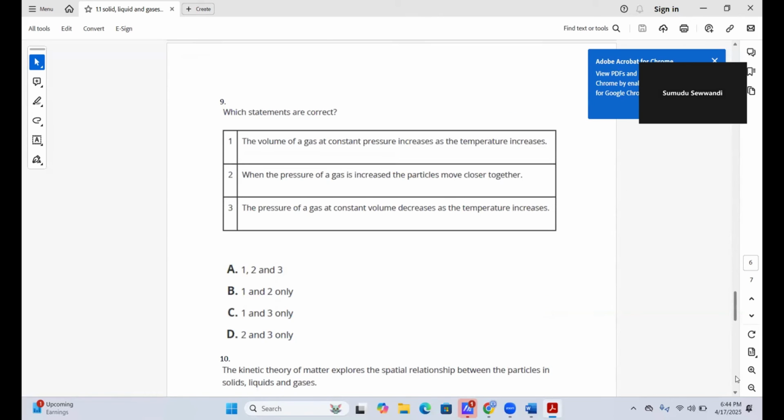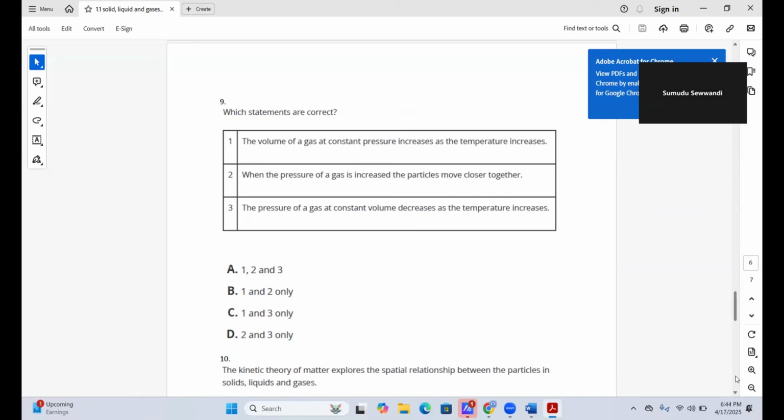9. Which statements are correct? Let's analyze each statement. The volume of a gas at constant pressure increases as the temperature increases. That is the first statement. This is correct and describes Charles' law. As temperature increases, gas particles move faster and require more space, thus increasing volume at constant pressure.